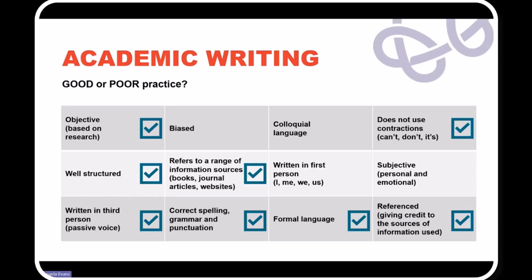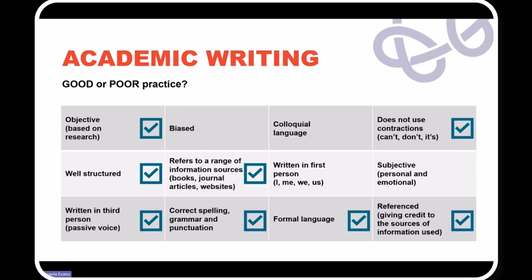Objective, based on research from good academic sources of information, well structured, written in the third person or passive voice, unless it's a reflective assignment, in which case it may be written in the first person. That you're going to use a good range of resources, books, ebooks, journal articles, or websites from professional organisations, maybe approved by your tutors. It should have correct spelling, grammar, and punctuation throughout, and use formal language.